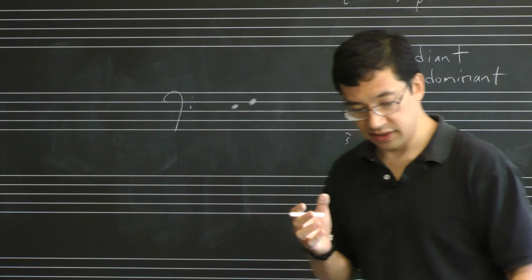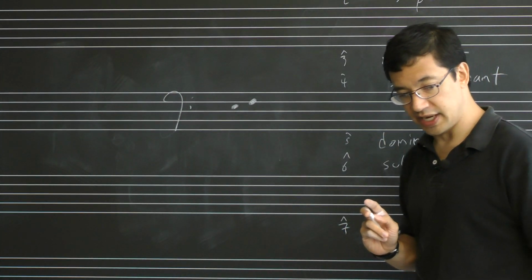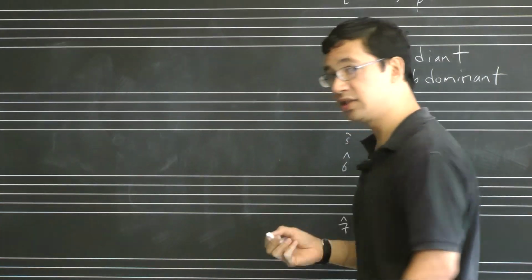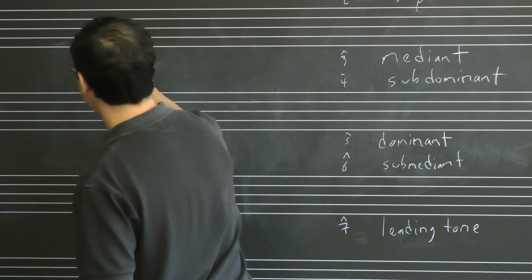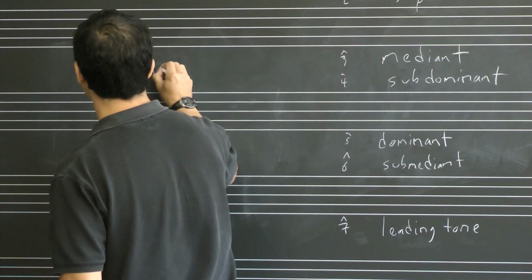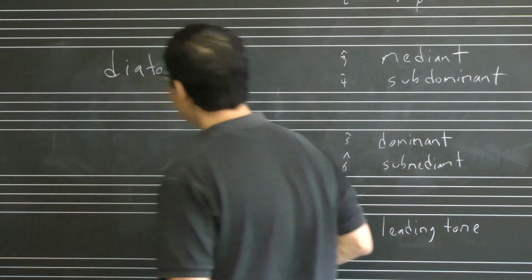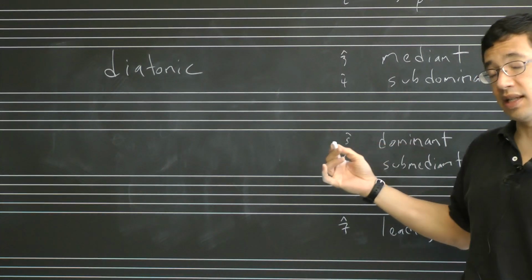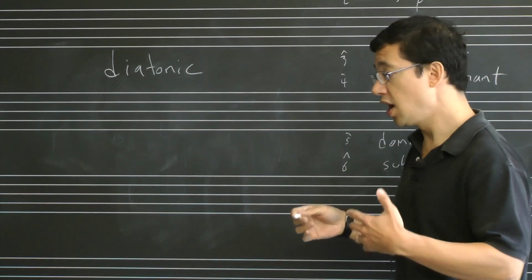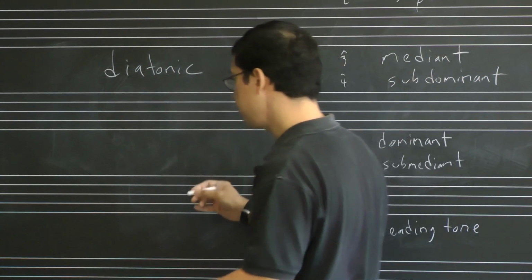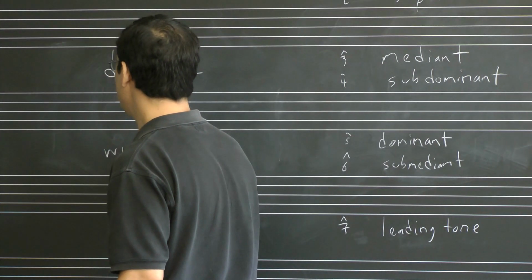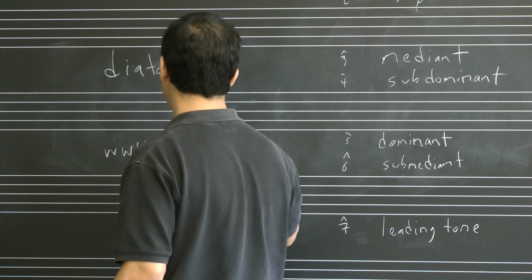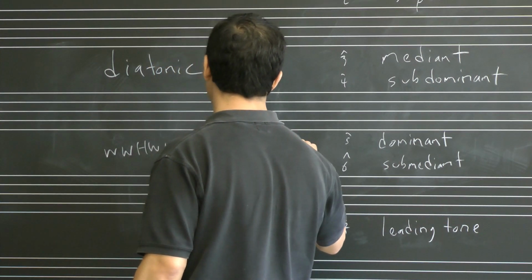Now, there are just two more things I want to do in this particular video. First of all, I want to introduce an important term, and that term is diatonic. Anytime I have a scale that uses that same collection of whole steps and half steps in the same order, whole, whole, half, whole, whole, whole, half, but potentially starting someplace else. So whole, whole, half, whole, whole, whole, half, and let's keep going, whole, whole, half, whole, whole, whole, half.